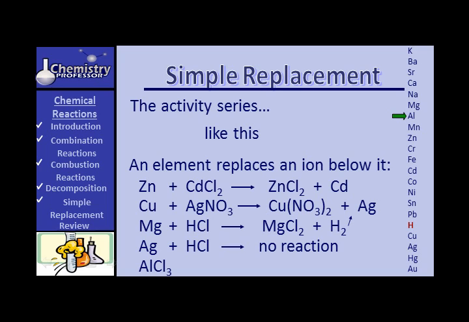What about aluminum chloride? And there's aluminum up there. But you notice I have the little green arrow? That's because that's the ion, isn't it? That's right. Aluminum is in the ionic state here, plus nickel, which is the element. And where's nickel? There's nickel. All right, is the element above the ion? So it doesn't matter what order you write it in. You always have to ask yourself the question, is the element above the ion? And in this case, it is not. Therefore, we should get no reaction.